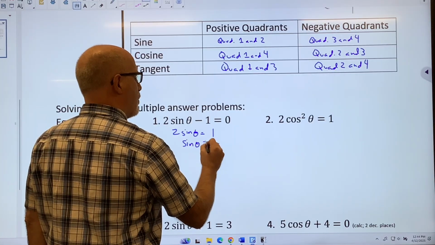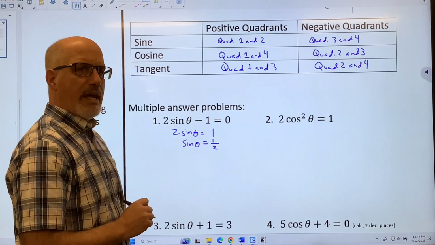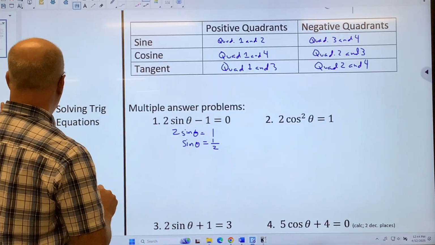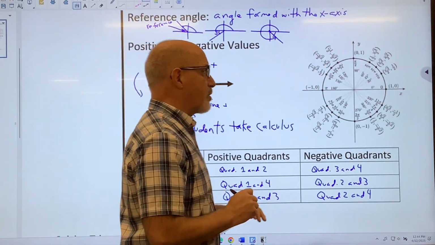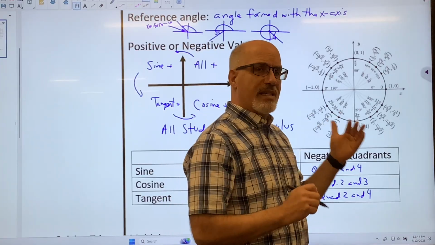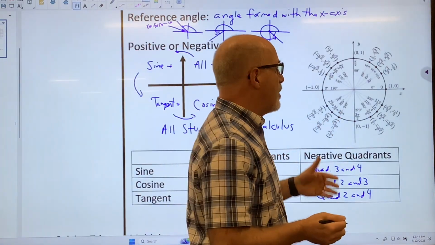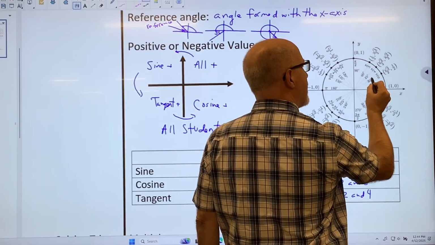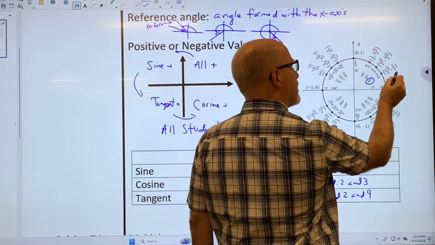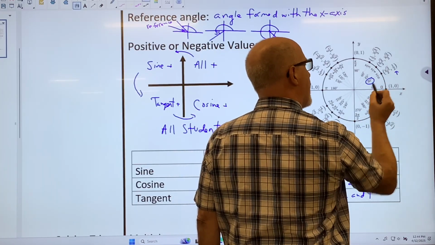So we want to know when sine equals 1/2. Well, let's look back at our unit circle up here. In our unit circle, sine is the y value. When do you see y values of 1/2? Well, you see that right here at 30 degrees, there's a 1/2 for the y value.